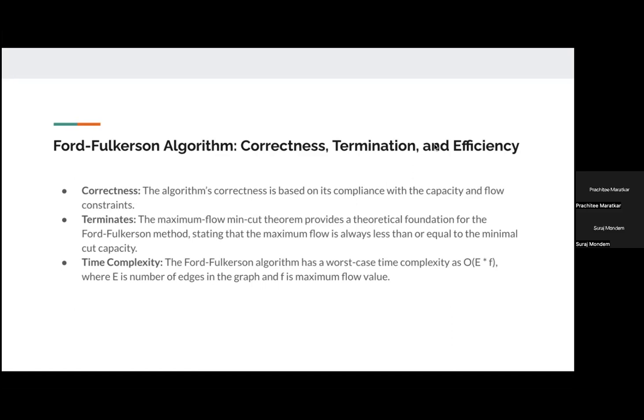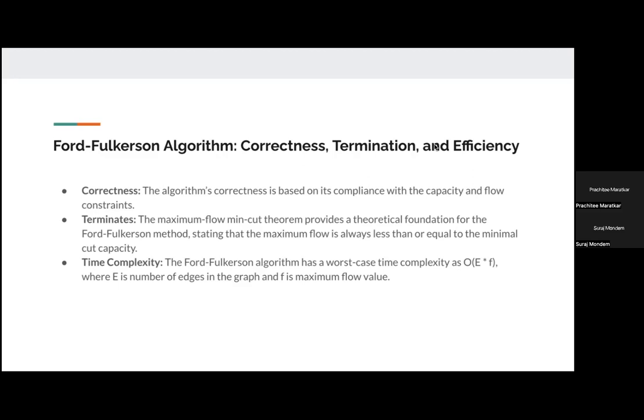Now we'll discuss the correctness, termination, and efficiency of the Ford-Fulkerson algorithm. While talking about the correctness, the Ford-Fulkerson algorithm maintains it by complying with the capacity and the flow constraints at each iteration until there exists no more augmenting paths. The capacity constraint is defined at each step: the amount of flow sent through an edge cannot exceed its capacity. For the flow conservation, the total inflow and outflow of each vertex must be equal except for the source and sink vertices.